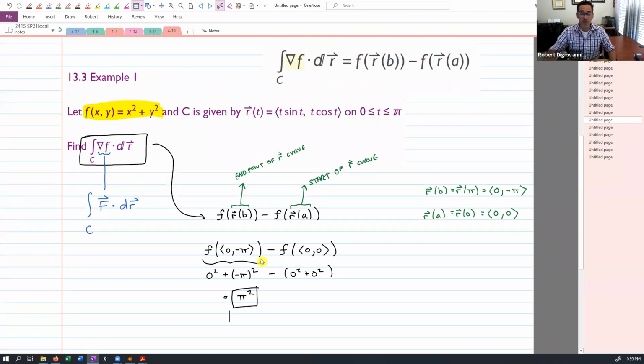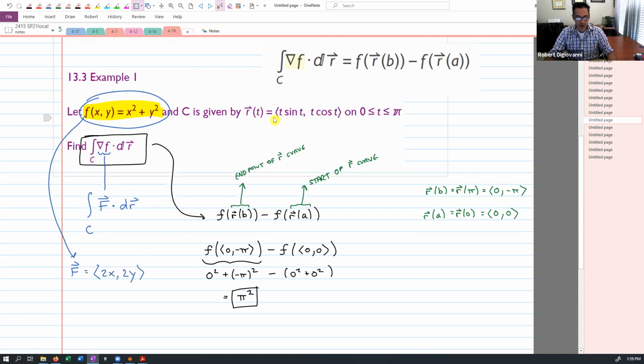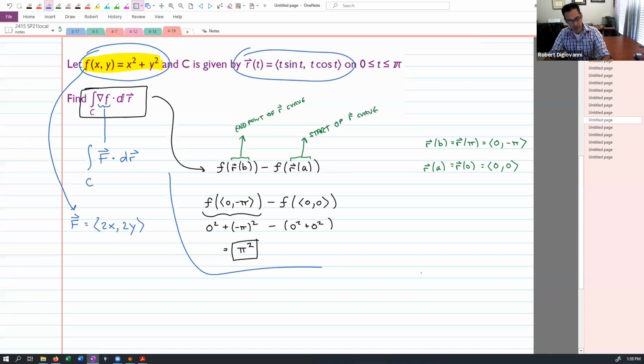Now, let me just show you. If you didn't use the fundamental theorem of line integrals, here's what you would have had to do. You would have had to find this gradient vector field. So you would have had to say, okay, my vector field is going to be the partials, so 2x, 2y. You would also have had to find the derivative of this.